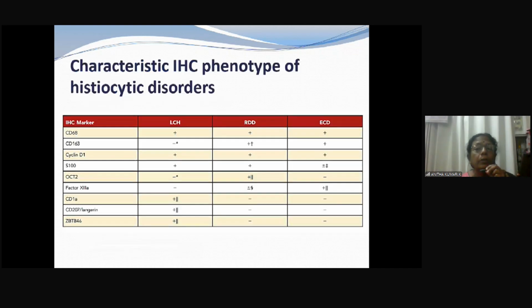So these are the characteristic IHC phenotypes that you see. CD68 is positive, cyclin D1 is positive, S100 is positive, but the most important ones are CD1a and CD207, or Langerin.